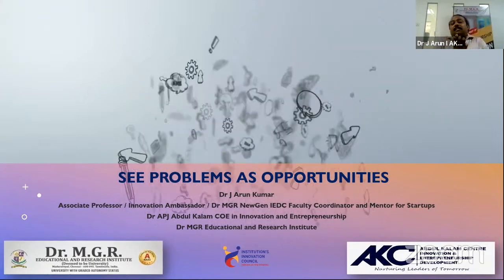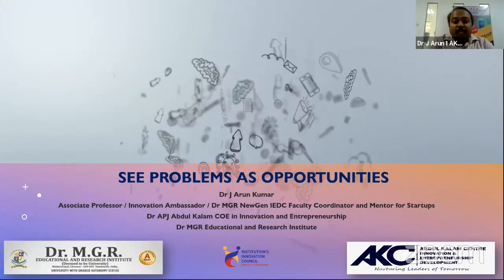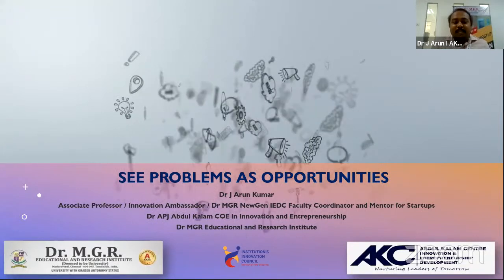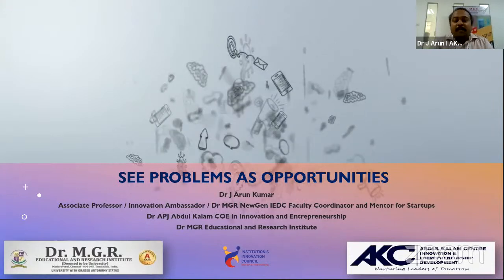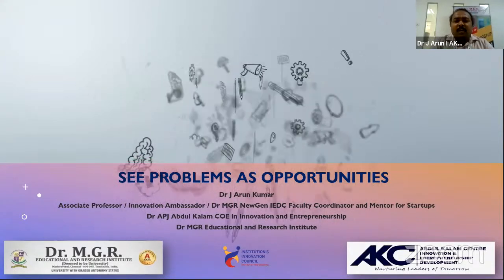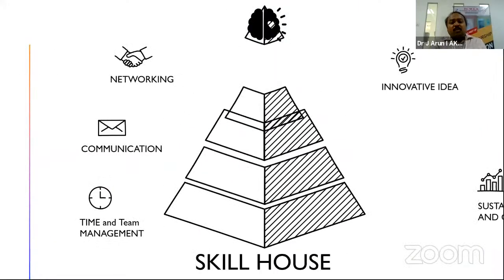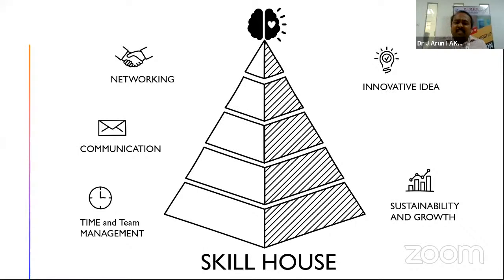See how to see problems as an opportunity, and what the ways to do that are. This is not the only way. These are the protocols to witness and list out the problem statement, but you can even decide your own methodology of identifying the problem statement. The Skill House program that we are conducting right now covers almost all these areas: time and team management, communication skills, networking, and how to get an innovative idea. First, to get an innovative idea, we need a best problem statement. That is what we are going to do in this session. Then sustainability and growth. All these come under the learning outcomes.